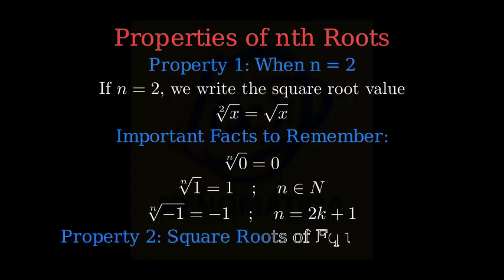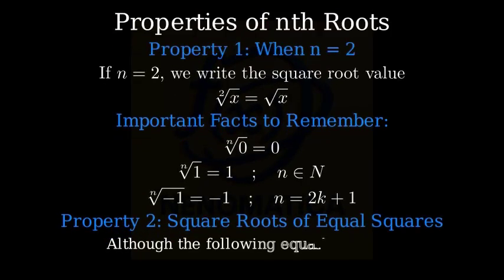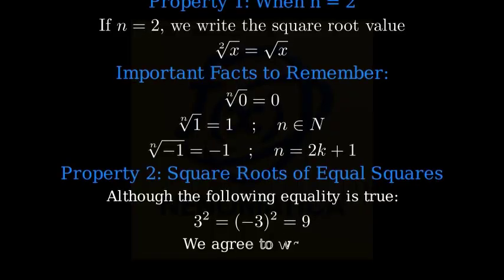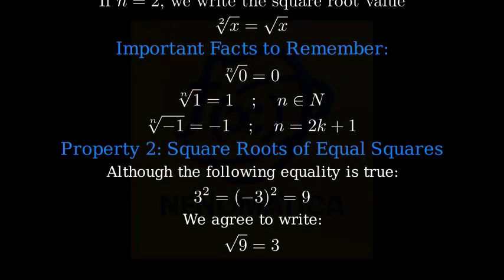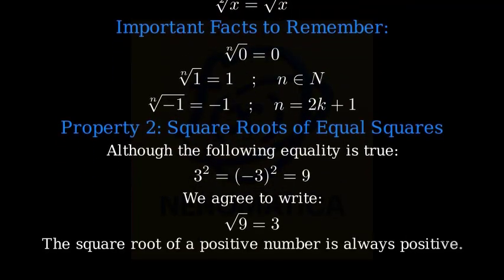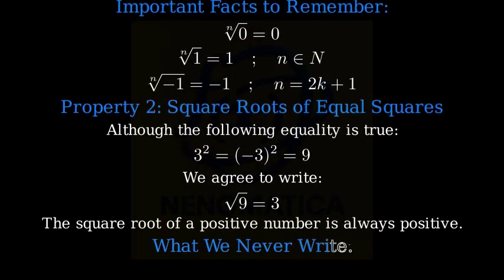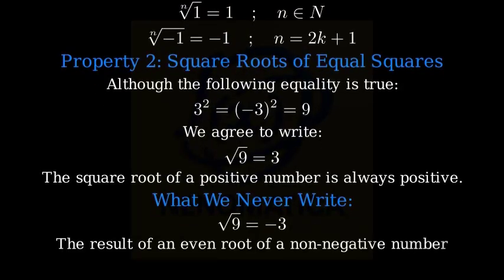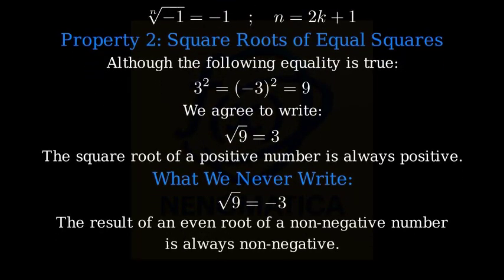Let's move to our second property. Although the following equality is true, 3 squared equals (-3) squared equals 9, we agree to write the square root of 9 equals 3. This is because the square root of a positive number is always positive. We never write the square root of 9 equals -3. The result of an even root of a non-negative number is always non-negative.